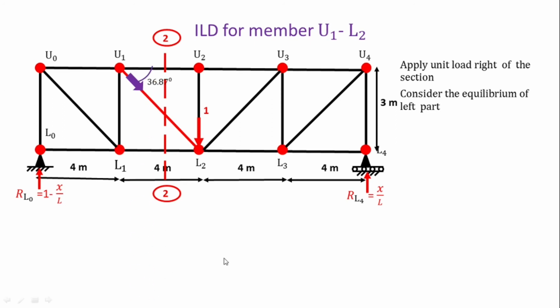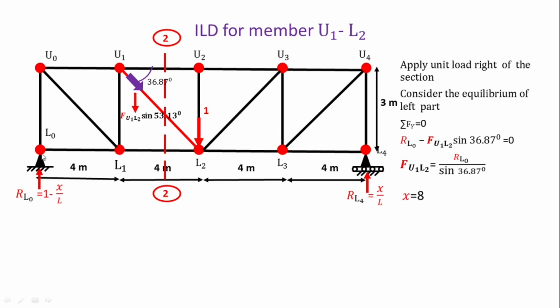Now the angle is 36.87. Again here we are applying the sigma Fy conditions. So only the vertical force on the left side of the section. So this reaction and the resolution of this diagonal member is F U1 L2 sin 53.13. Only these two forces are vertical. So the equation is RL0 minus F U1 L2 sin 36.87. This is minus because this resolution is downward. We are considering upward positive and downward negative. So F U1 L2 is equal to RL0 divided by sin 36.87.